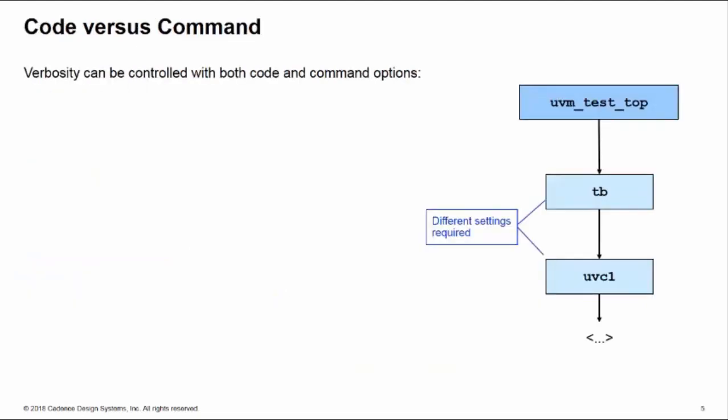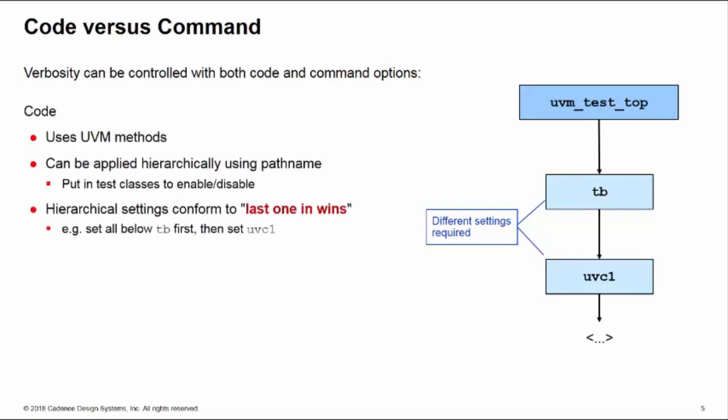Now we're going to be showing you both code and command line options for controlling verbosity, and these behave in different ways, so we need to be clear about their functionality before we try to use them. So first of all, code options make calls to UVM methods. These can be applied to a particular component in your UVM hierarchy using a path name. So to control these, we make the calls in test classes, and these allow us to enable or disable the settings by swapping out different tests for a simulation run.